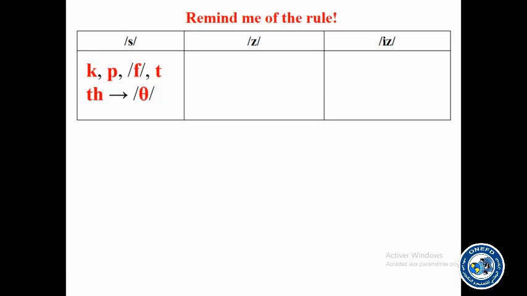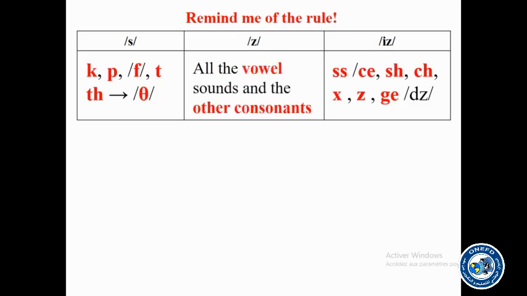When is it pronounced is? S, sh, ch, s, z, and j. Pay attention, I said j and not g. That is to say, there must be e after g. When is it pronounced z? After the vowels and the other consonants.